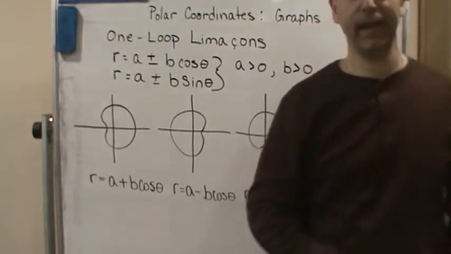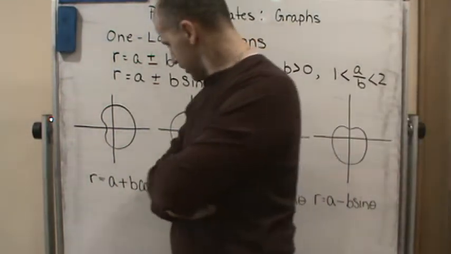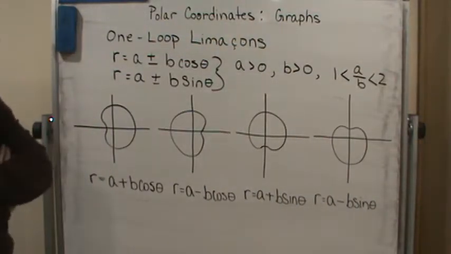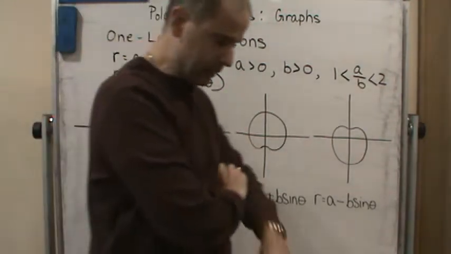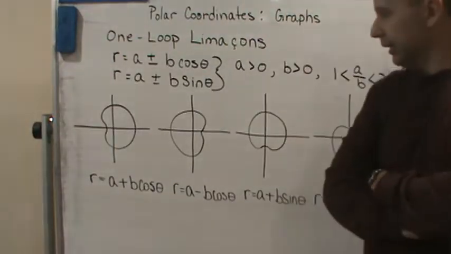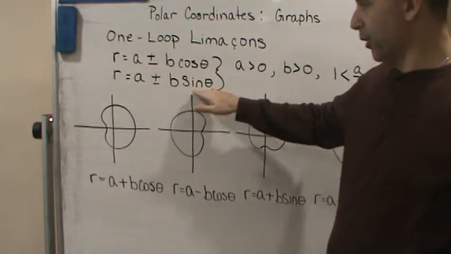Okay, so welcome back. Now we're going to talk about Limaçons. Limaçons, as you can see, are similar in shape to cardioids. In fact, cardioids are part of the Limaçon family. Now notice that they have the exact same formula, right?